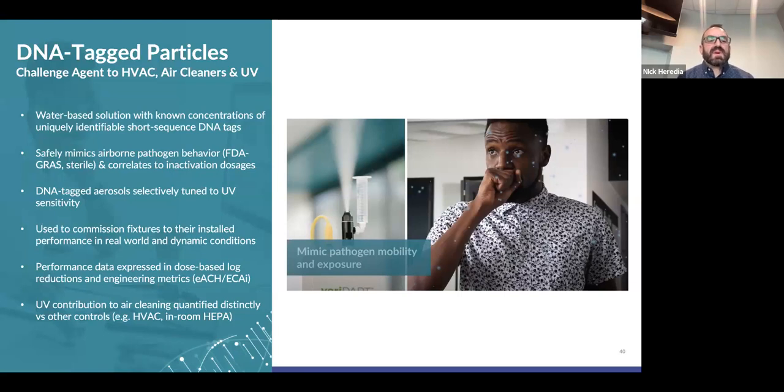Performance data is expressed in dose-based log reductions and engineering metrics, such as equivalent air changes per hour, or the airflow rate that we just talked about, the ECAi. UV contribution to air cleaning is quantified, so you can actually count the DNA molecules. That would give you a highly quantitative measure of what's going on in that room, and also measure what's happening with the HVAC and other technologies such as HEPA filters, so filtration. Next slide, please.